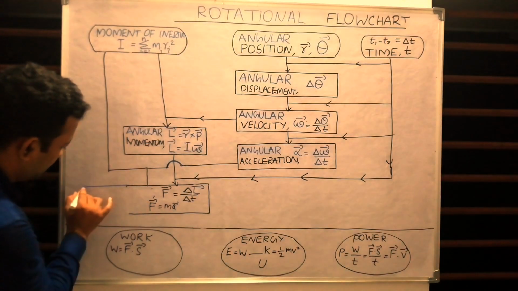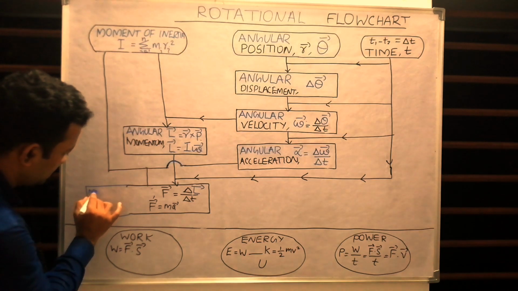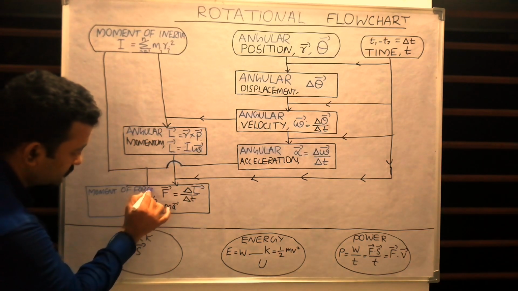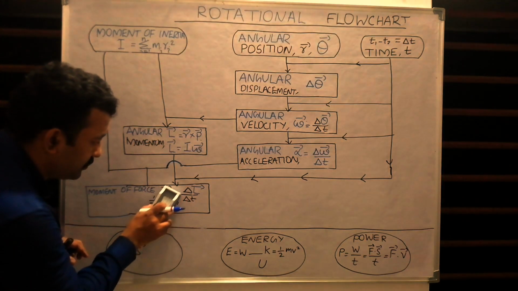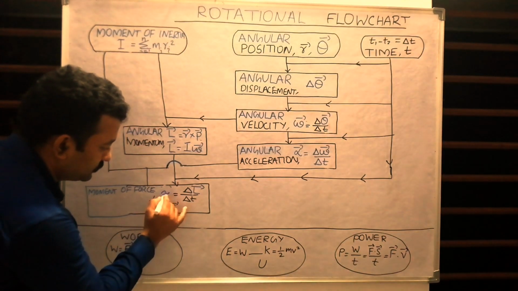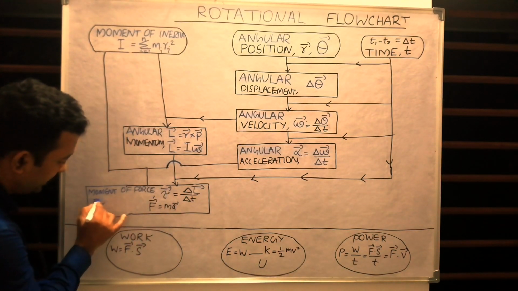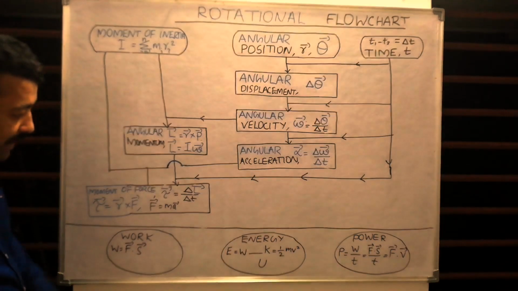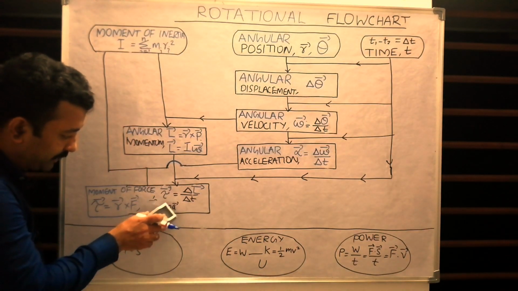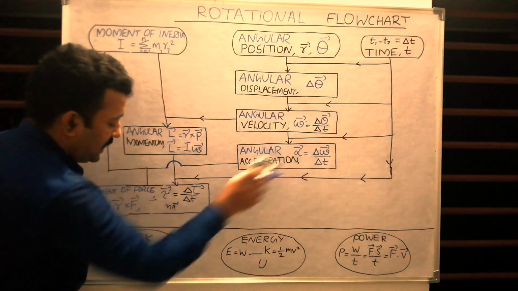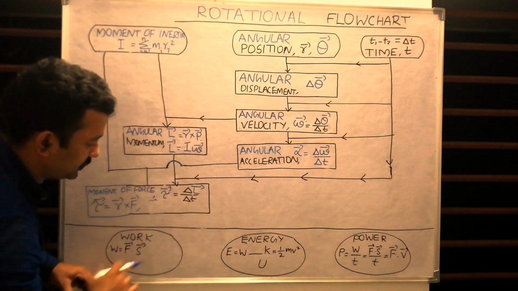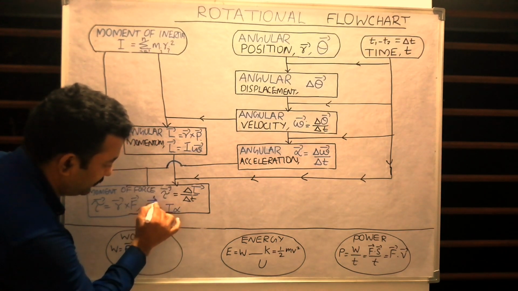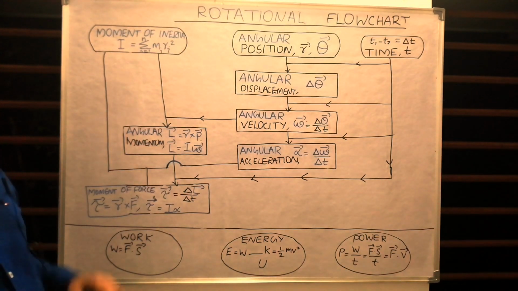Torque is represented by the symbol tau. Moment of force means cross product of R and F. So as we have F is equal to ma, I am expecting instead of m, I, and instead of a, alpha. So this can also be written as I into alpha. So tau can also be written as I into alpha.